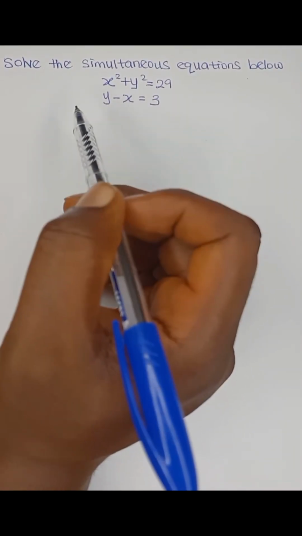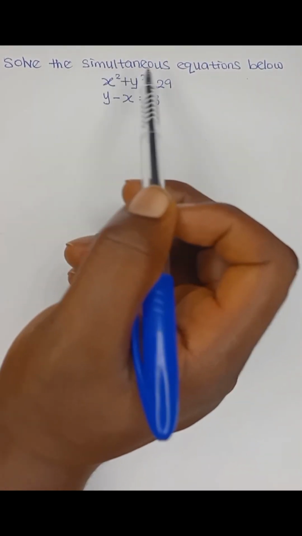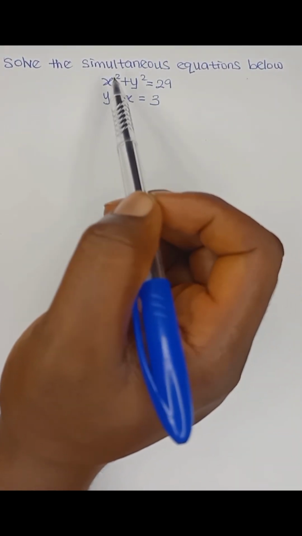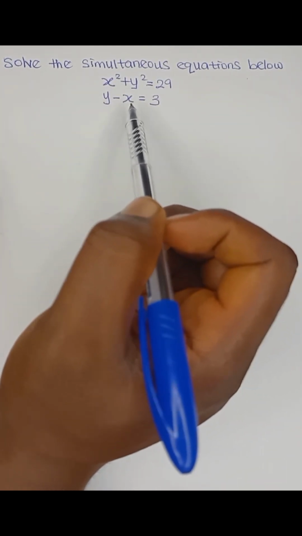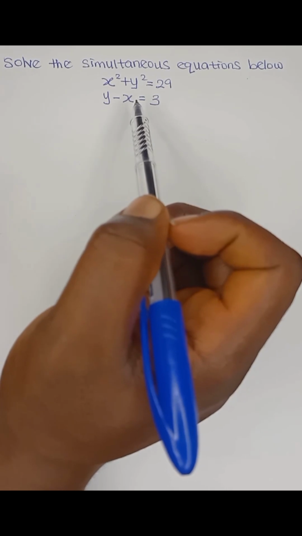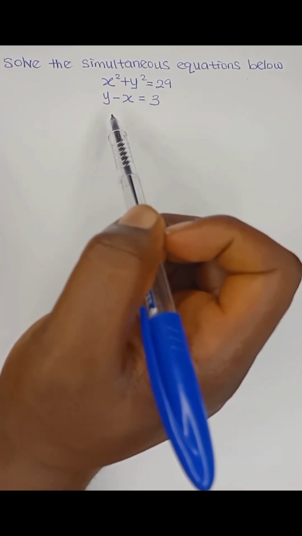Hi guys, let's look at this simple question that we have here. We're told to solve the simultaneous equations below. The equations are x squared plus y squared is equal to 29, and we also have y minus x is equal to 3. So these are two equations that we're expected to solve together.